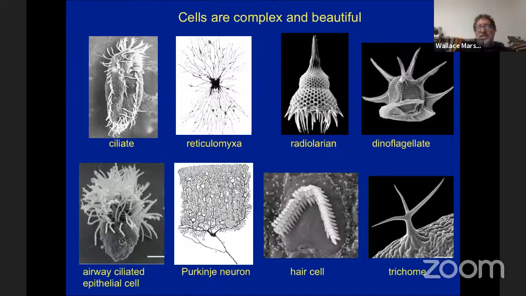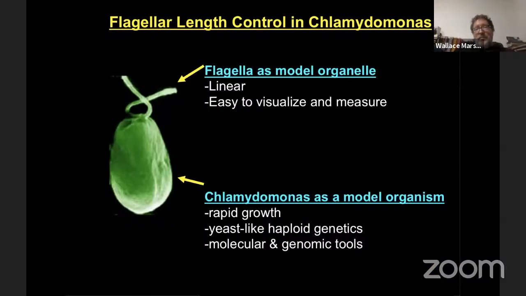So cells generally can make very complex and beautiful structures. What's remarkable is that although we know a lot about the building blocks of these structures, we know much less about how those building blocks are assembled to give you these complex structures of the appropriate size and position and shape. So the idea is, how can we learn more about what determines some geometry features like size? And we've chosen the flagellum as a model organelle to study size control because it's linear, so it's a one-dimensional size control problem, and it's easy to see. It's on the micron size scale, so it's very easy to visualize.